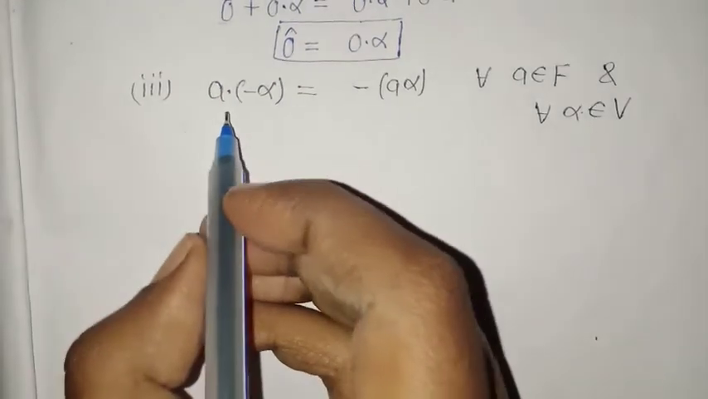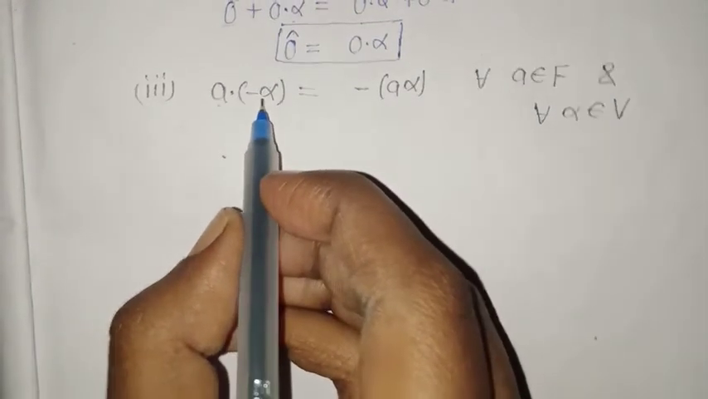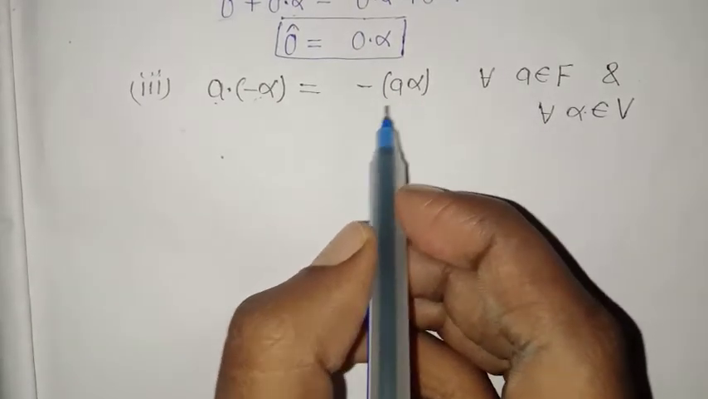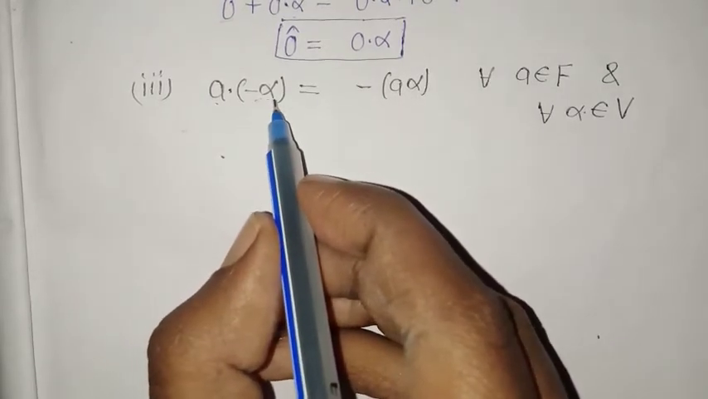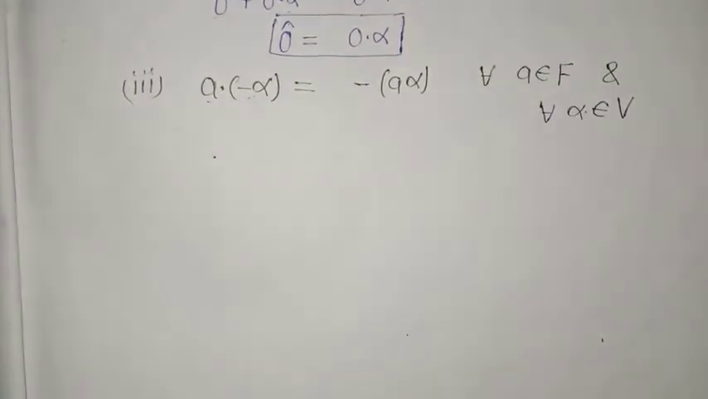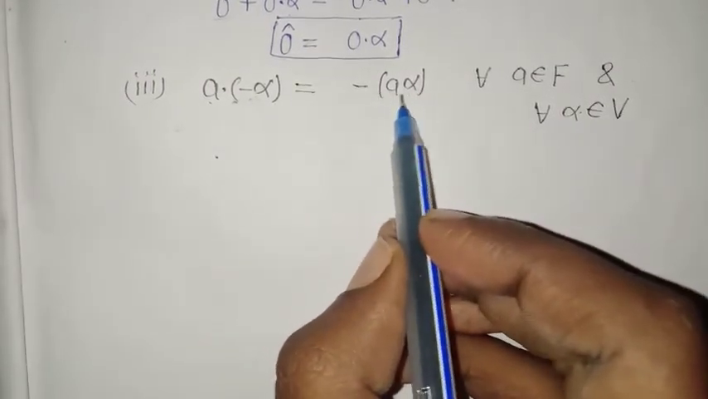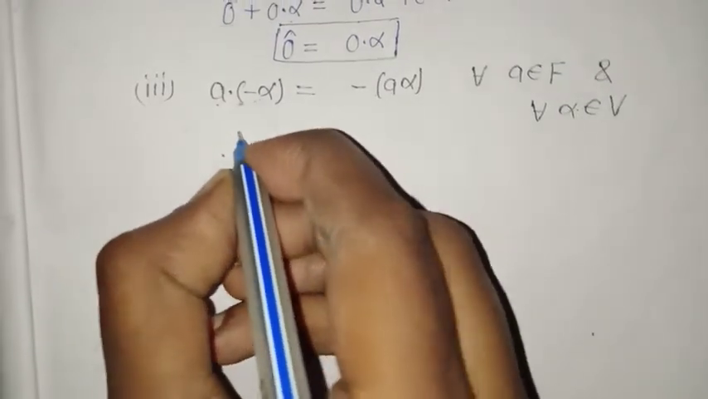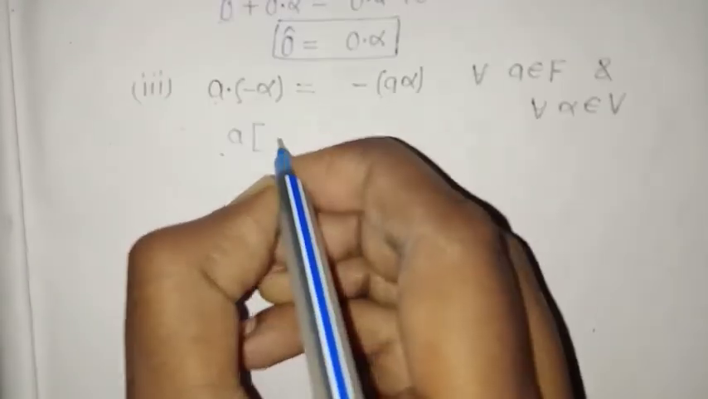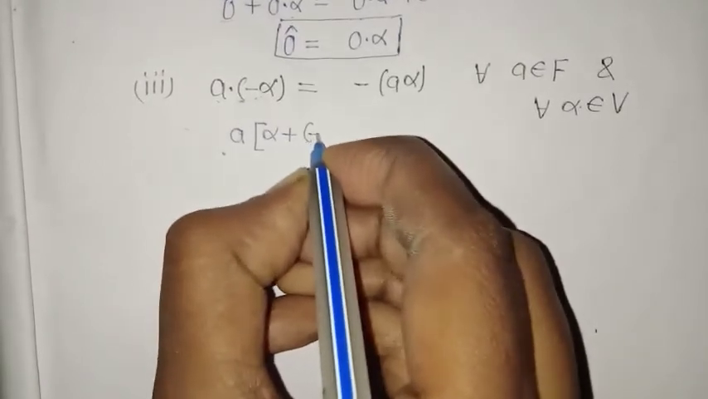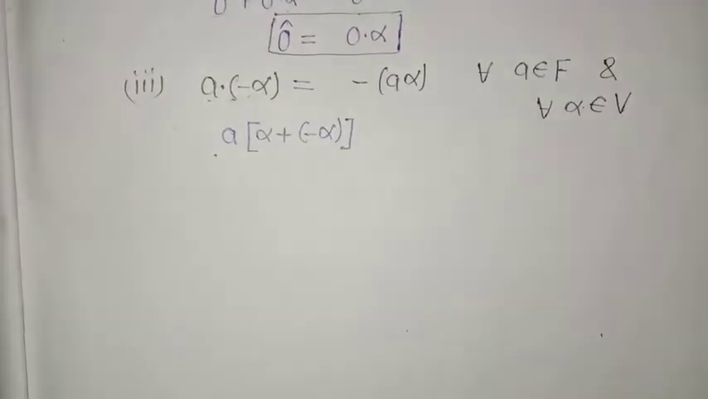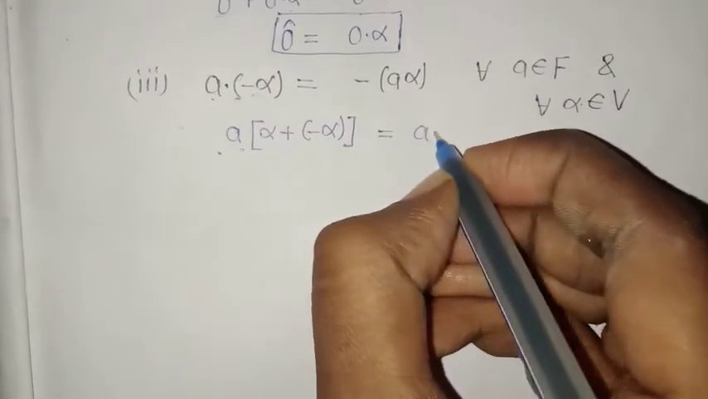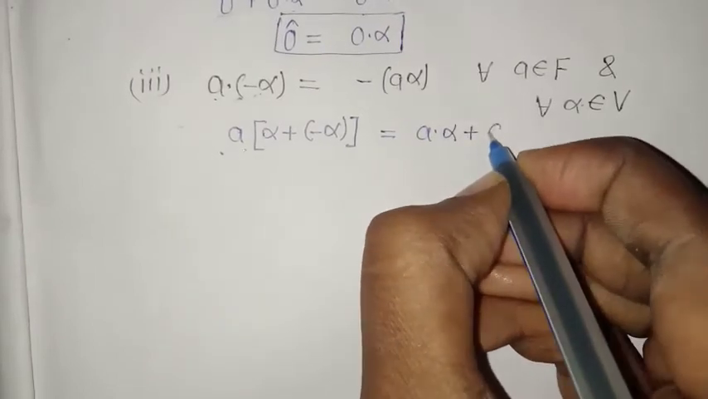Now let's move to our third property, that is a dot (minus alpha), where alpha is a vector, is equal to minus of (a alpha). That is, it is nothing but the additive inverse of this element. So this element is the additive inverse of this element, and we will prove this by taking a alpha plus a dot (minus alpha). So we can use distributivity. So this becomes a dot alpha plus a dot (minus alpha).